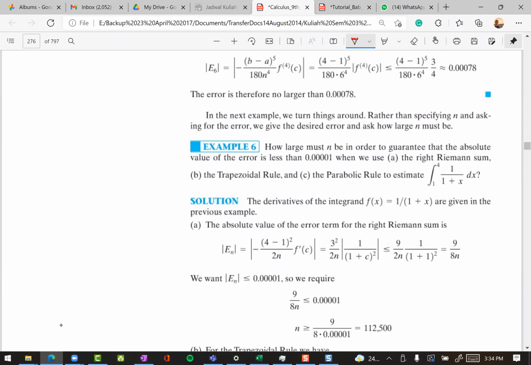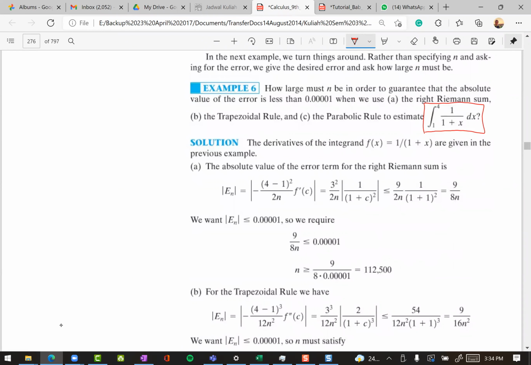Estimate this integral of 1 over 1 plus x, from 1 to 4. First use the right Riemann sum. And you see that what we need is about, say, 113. Oh, sorry, this is 1,000. So 112,005.